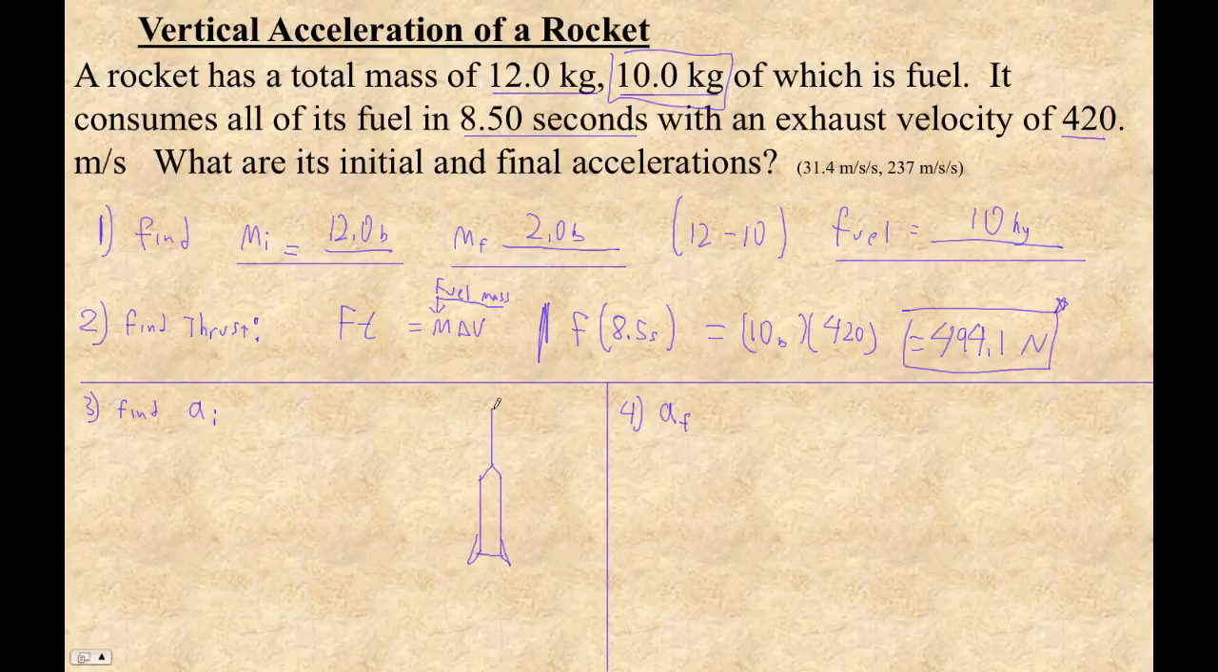The upward force is 494.1 newtons, right? The downward force, remember, this is a 12 kilogram rocket. The downward force is 12 times 9.8, right? So 12 times 9.8 is 117.6. Right, so don't forget, this is the weight. This is the thrust.